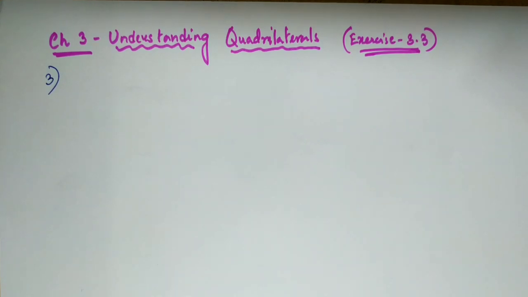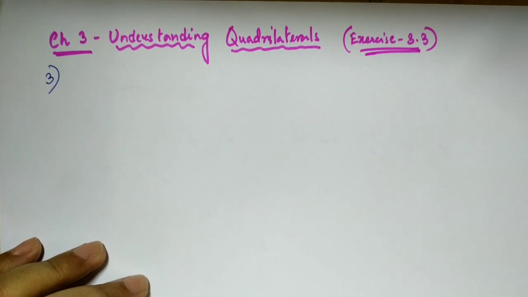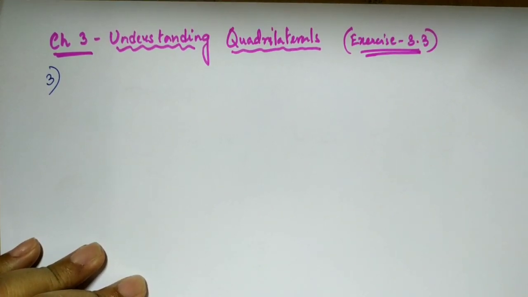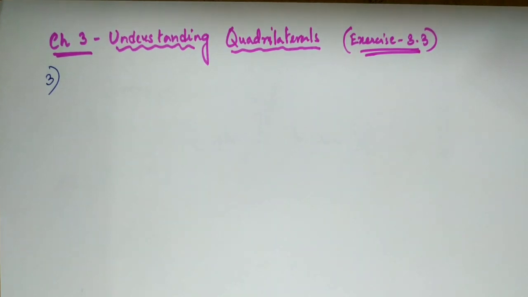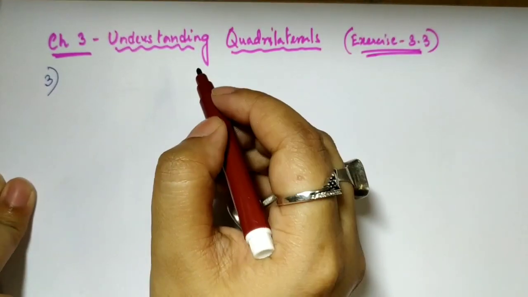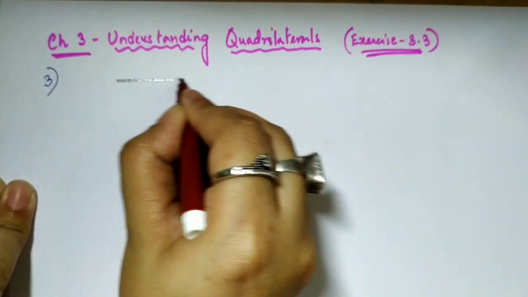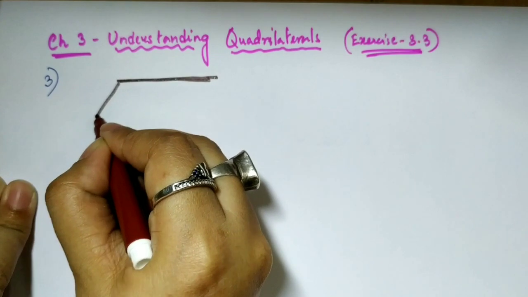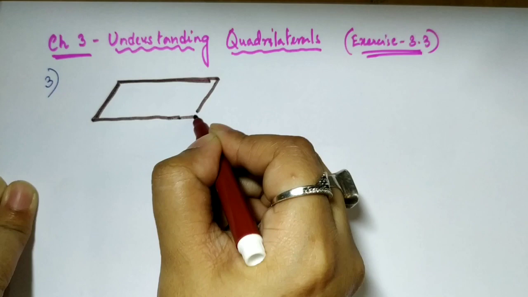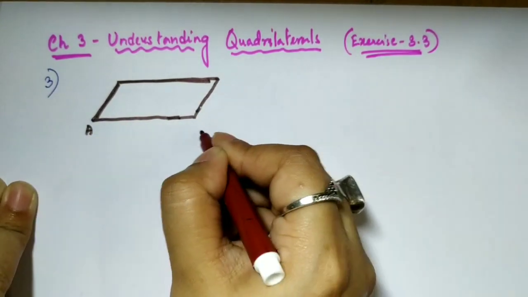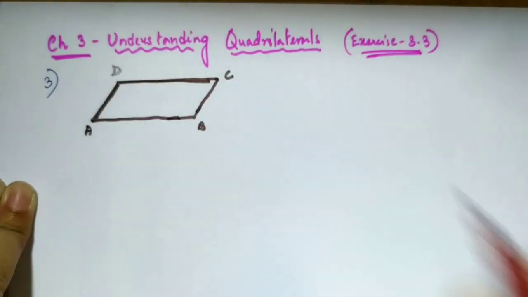In question number 3 it's given, can a quadrilateral ABCD be a parallelogram if, and there are 3 conditions given in it. Here the first condition is angle D plus angle B is equal to 180 degrees. Since the diagram is not given, for our convenience we will draw a quadrilateral that looks like a parallelogram. Please draw the diagram with pencil and scale. I am just drawing it with the sketch pen so that it looks brighter here.